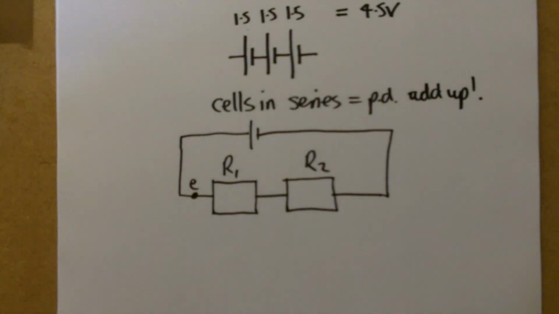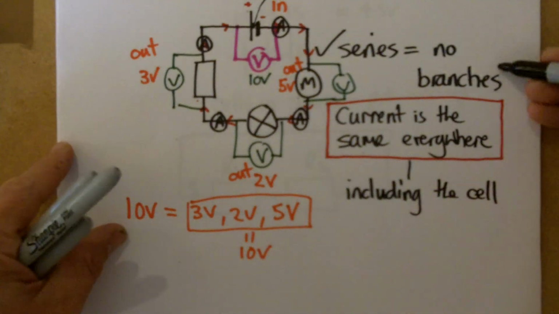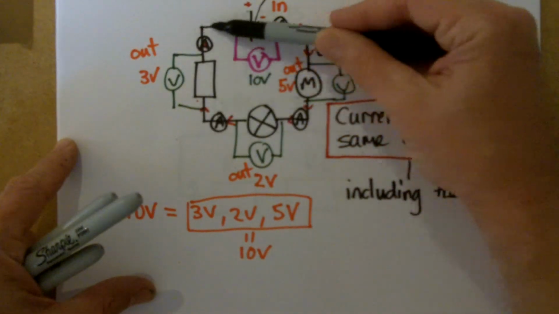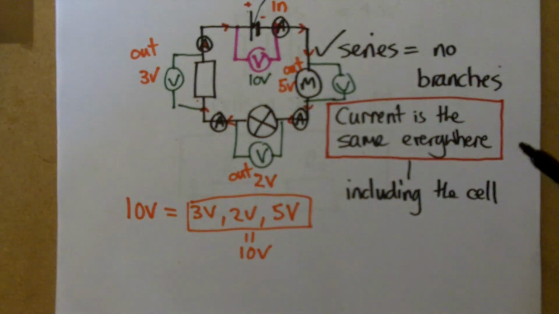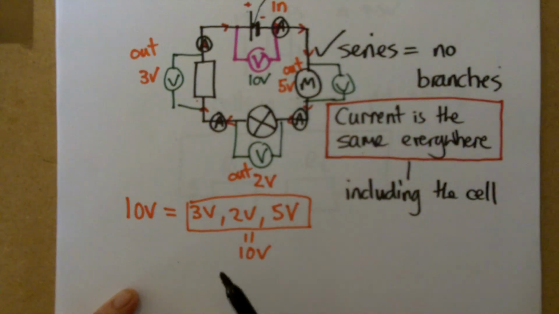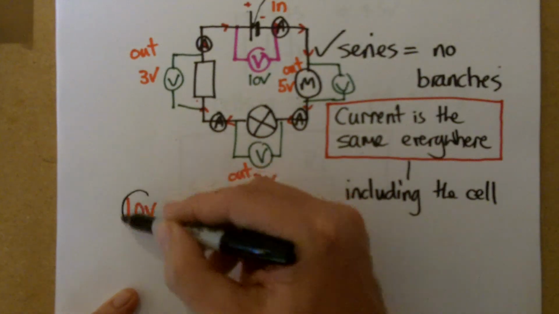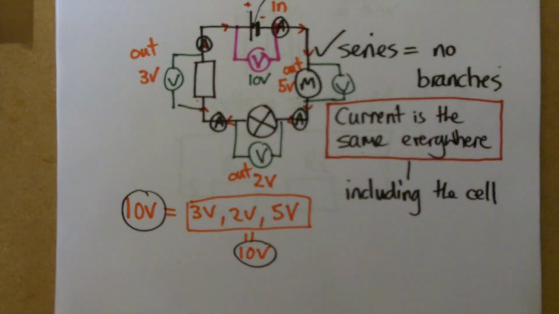Just a quick recap then. In series circuits, there are no branches. The current is the same at every single point in the circuit, including through the cell itself. If we look at the potential differences in a series circuit, then the potential differences will always add up to the potential difference provided by the power supply, whatever that is.